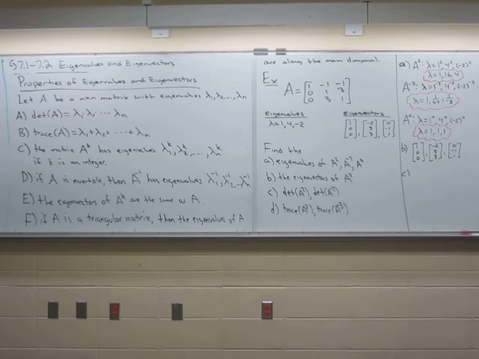C. What's the determinant of A squared? Well, the determinant of A squared, remember, is just going to be the product of the eigenvalues of A squared. So the determinant of A squared is going to be 1 times 16 times 4, which is going to be 64.